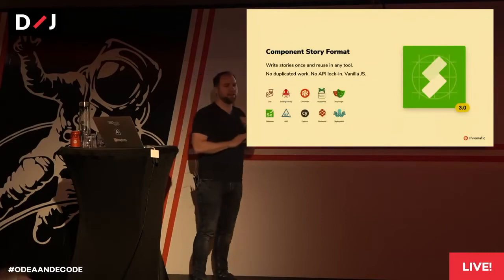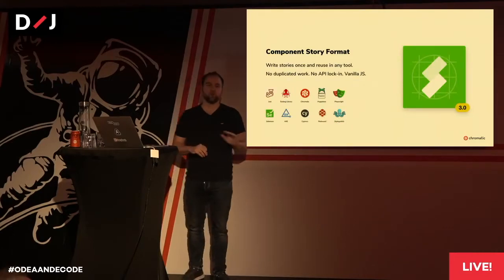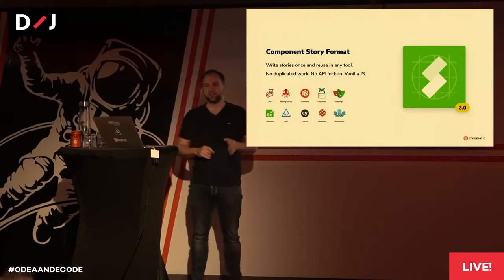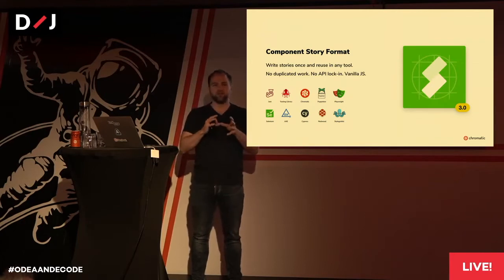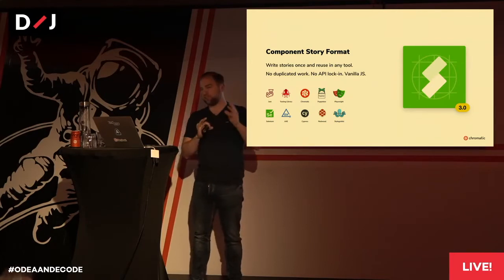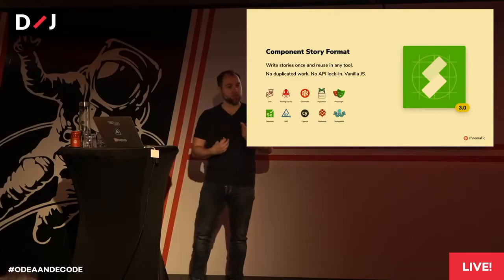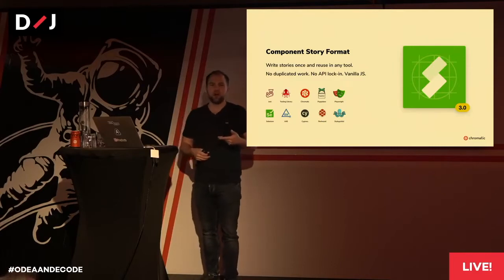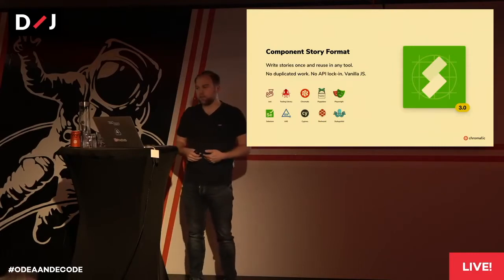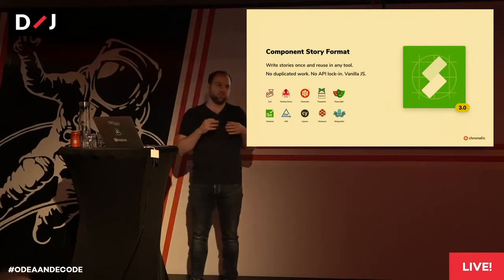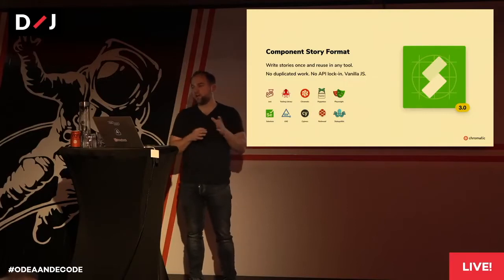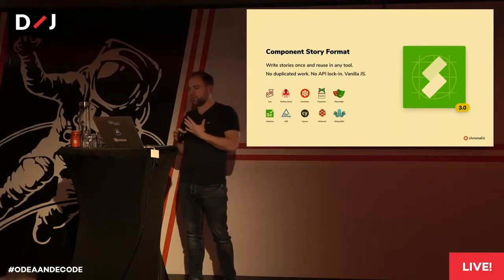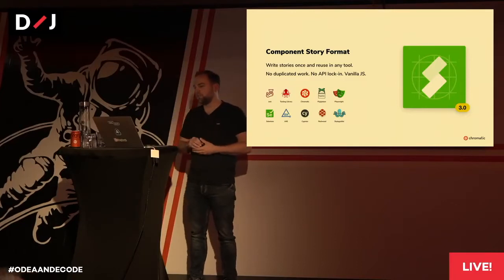So speccing that out is where component story format comes in. Component story format is an open specification pioneered by Storybook that allows you to define these stories. I'll show you an example in a moment. But what's great about component story format being an open specification is that more and more tools are actually adopting this standard. And that means that not only can you use it in Storybook, you can also use it to test with Jest or throw it into Axe for accessibility testing and all that sort of thing.